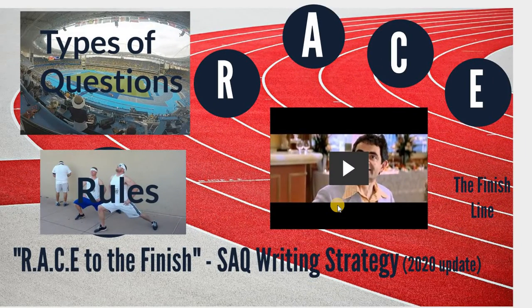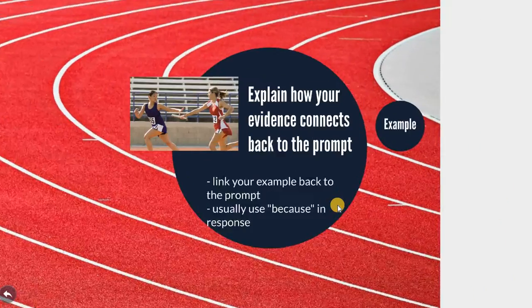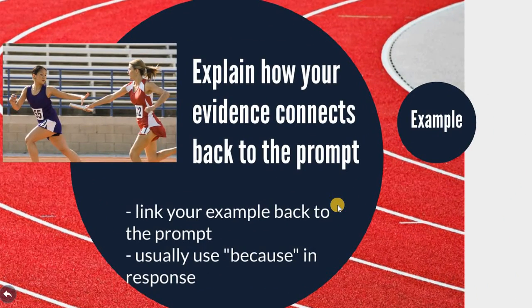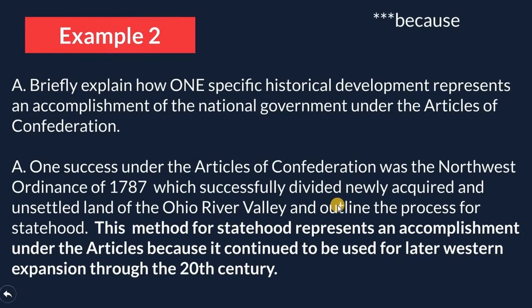And finally, E. E is the most important one and the most likely where you are to mess up on your response, and that is explain. You need to explain how your evidence, how your answer that you chose connects back to the prompt. Usually the word because should be in there. You're explaining why this matters, or why in this case is it an accomplishment of the national government.